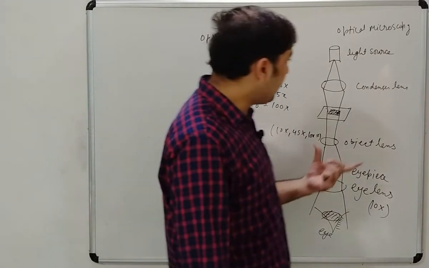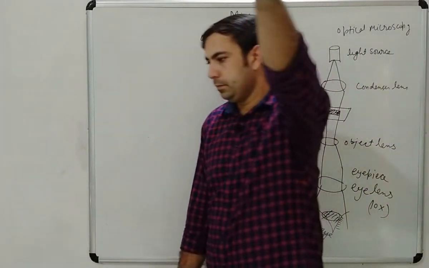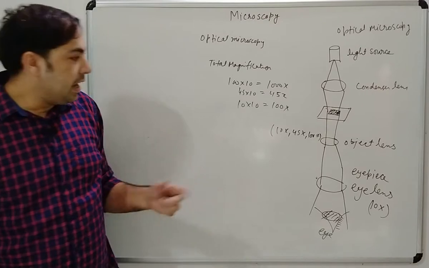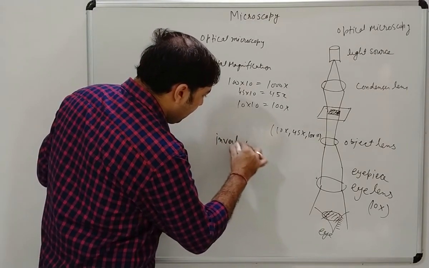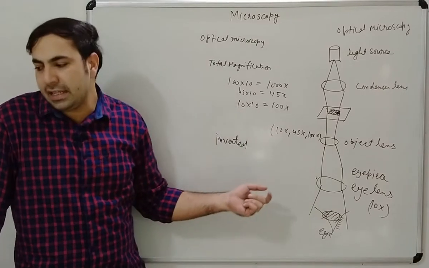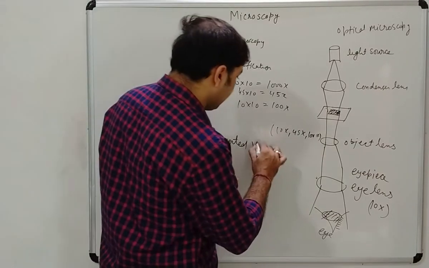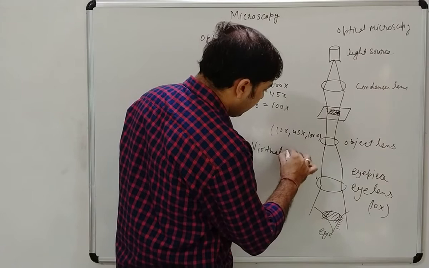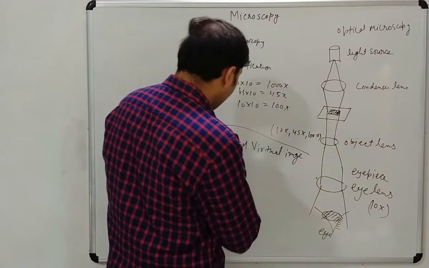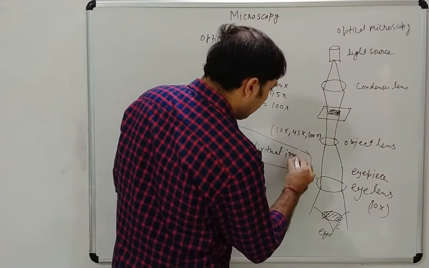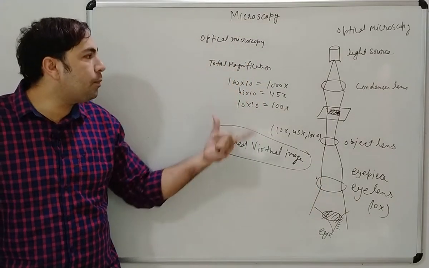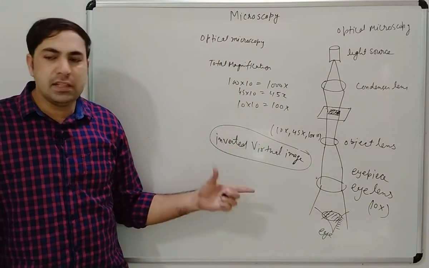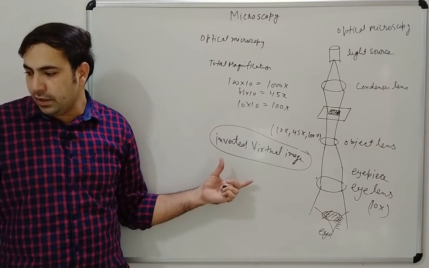Now this is the objective lens and condenser lens, and the image made by the objective lens and eye lens is an inverted virtual image. Note this down, friends, it is important. We don't give so much time on this. We have to understand that the image we get is an inverted virtual image. This is the optical microscopy.